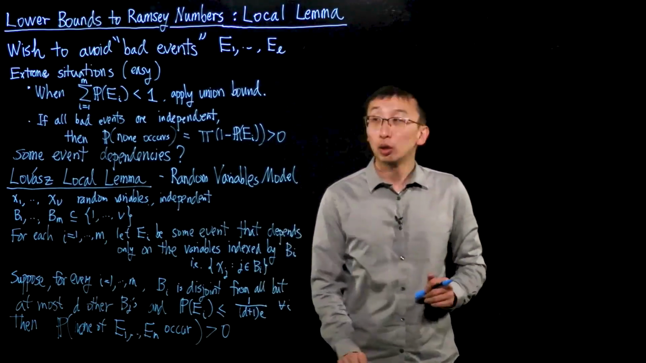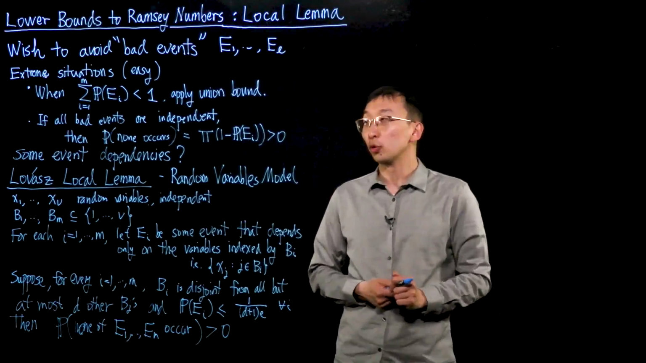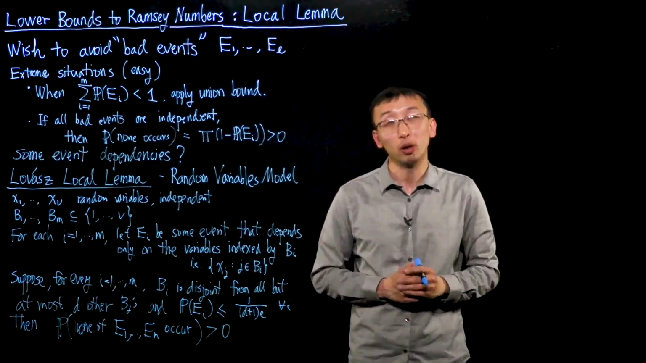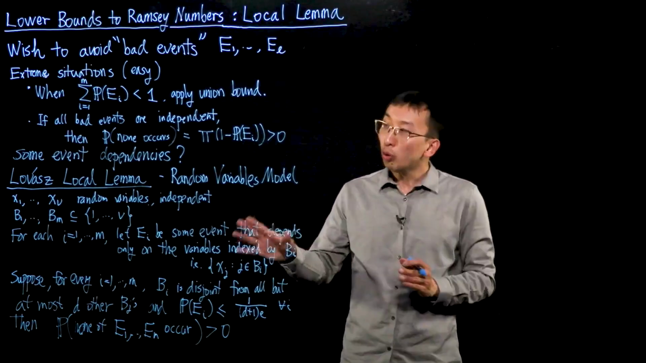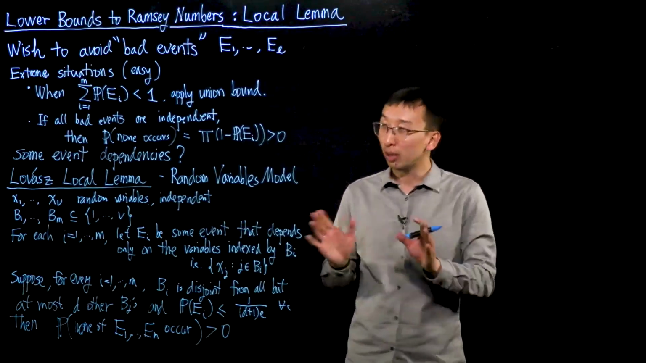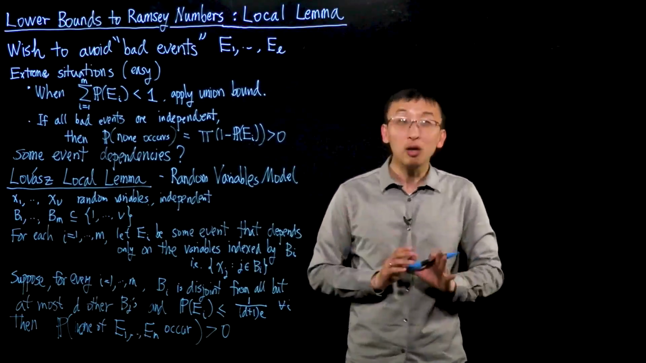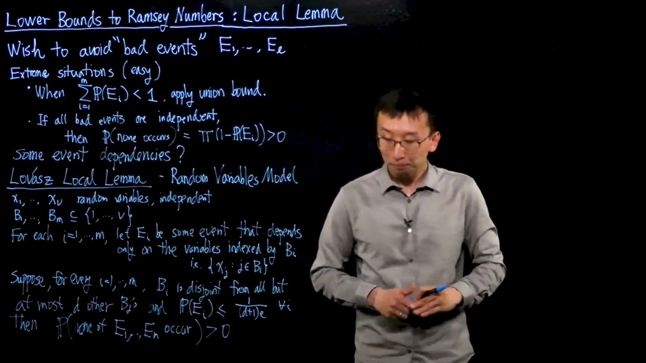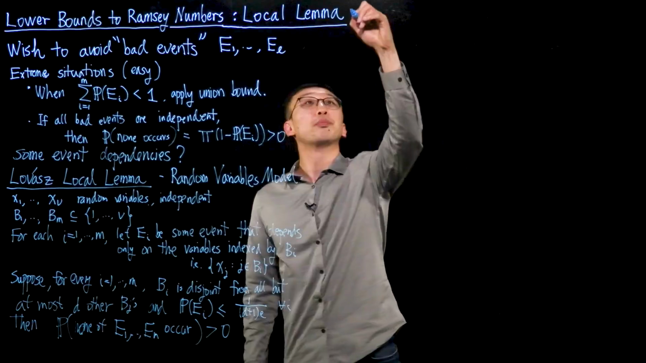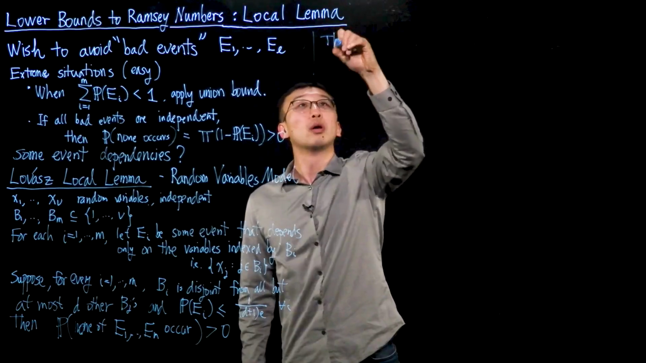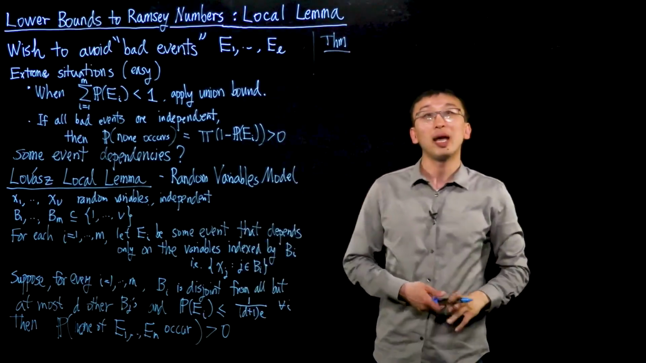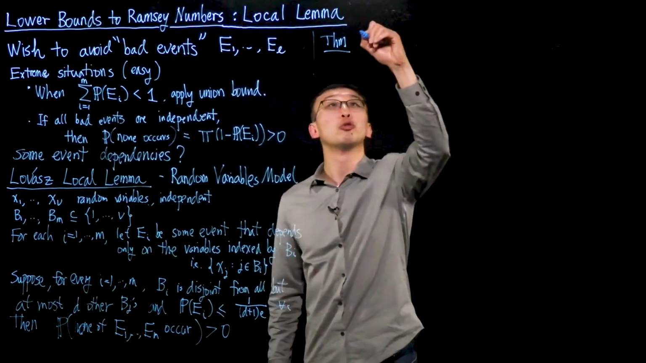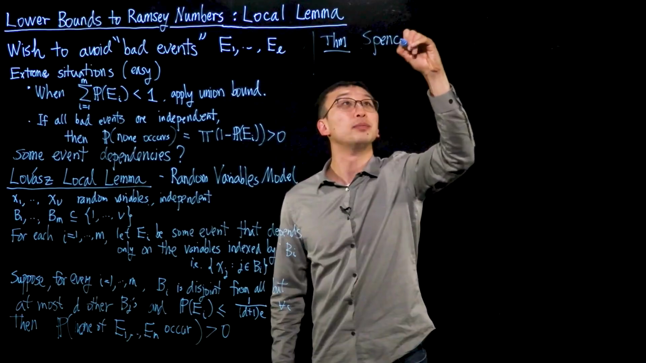And now let us apply this local lemma to prove an even better lower bound than what we saw earlier for Ramsey numbers. We will not be able to prove the local lemma in this video. Its proof is, although not long, quite intricate, and I refer you to the references for a proof. So let us now see a lower bound to Ramsey numbers. This is a result due to Joel Spencer from the 70s.